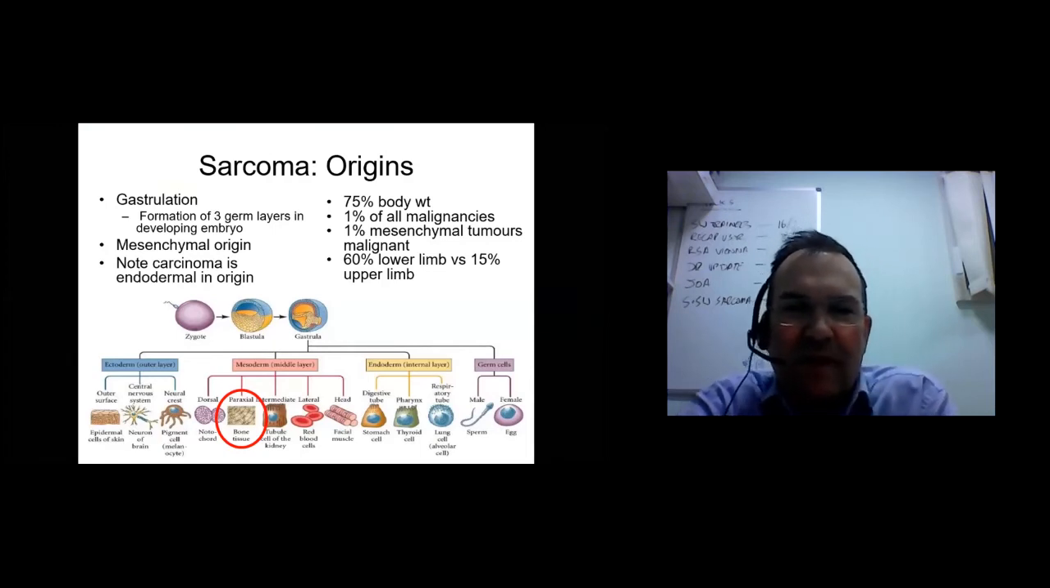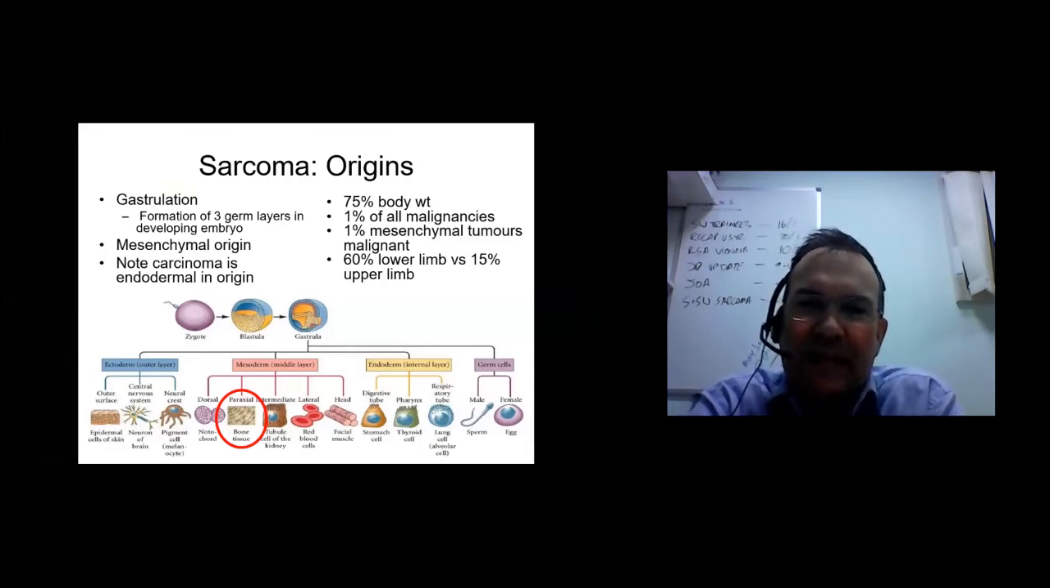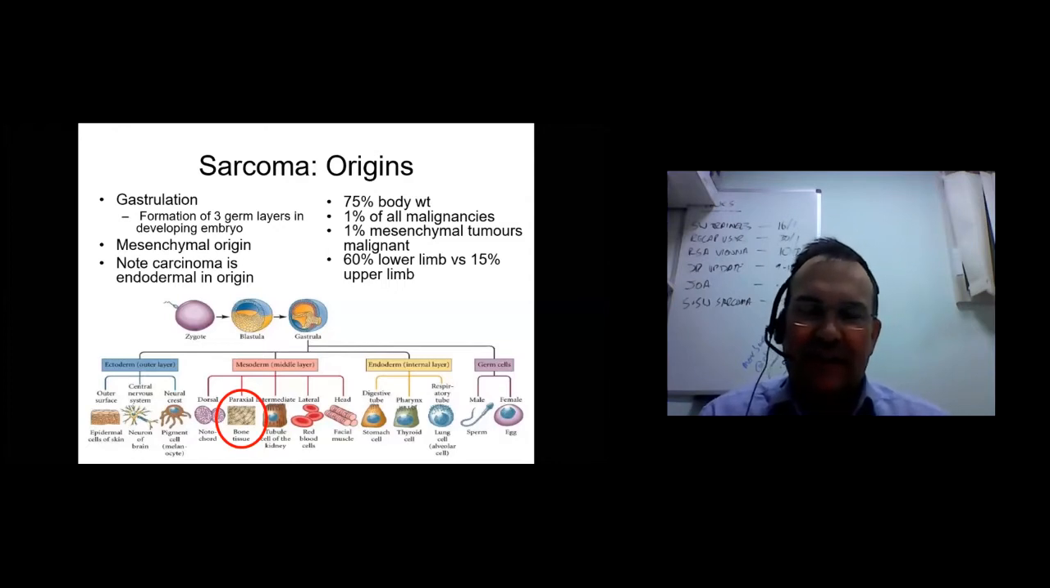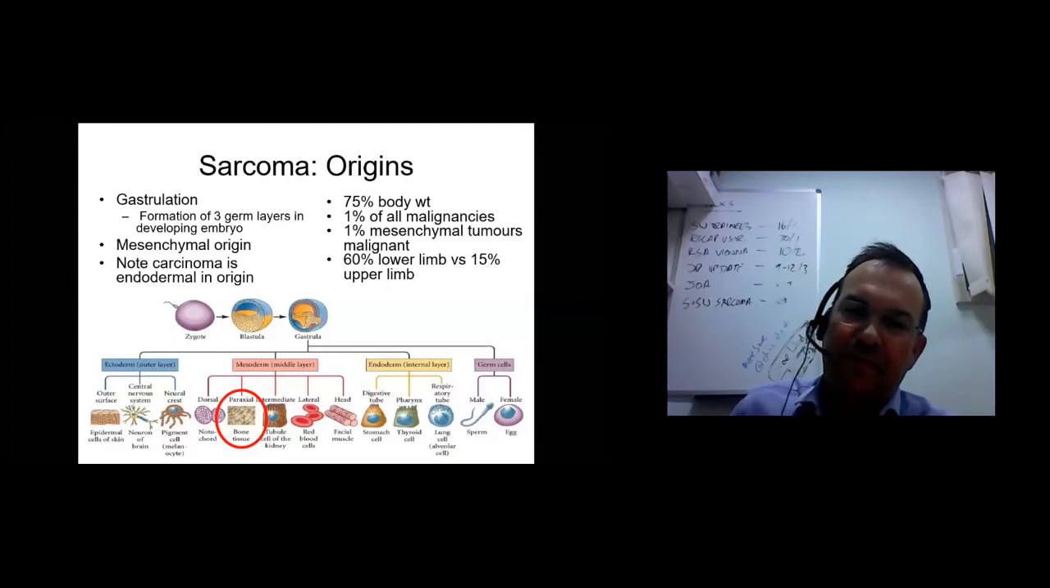But sarcoma arises from the mesenchyme, which is about 75% of your body weight, but surprisingly only about 1% of all of the malignancies. For reasons that we don't understand particularly well, about 60% of sarcomas arise in the lower limb, 15% in the upper limb. And of course, those of you who are on the ball will think, well, what about the remaining 25%? The answer is that sarcoma unusually can occur in any of the body cavities, from within the skull itself to the chest, to the abdomen, so anywhere at all.